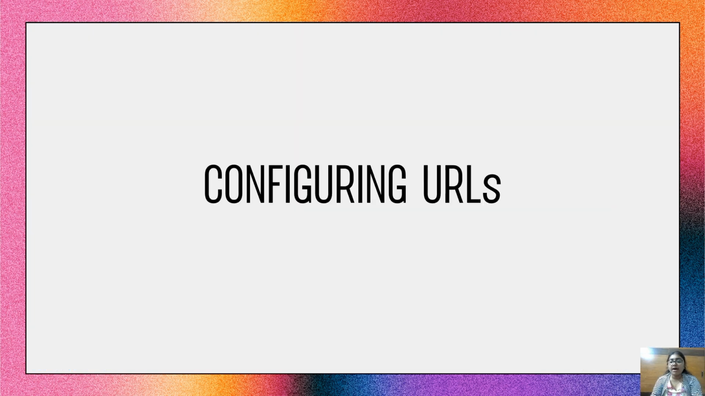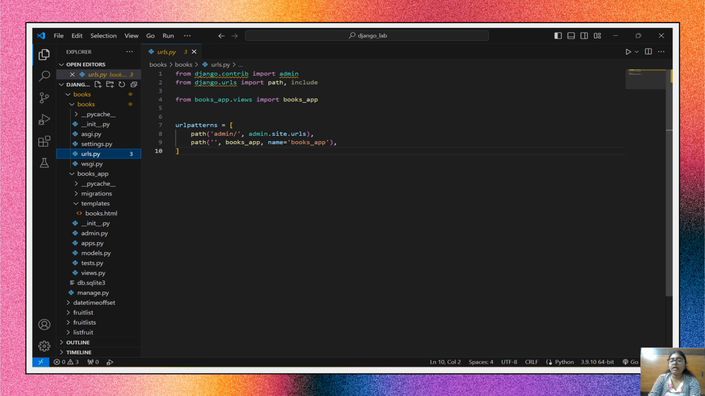Configuring URLs. To route requests to our new view, we need to update the URL patterns. Open the urls.py file in the books directory. Import the booksapp view function at the top of the file. Next, add a new URL pattern to the urlpatterns list. This will map the root URL to our booksapp view.